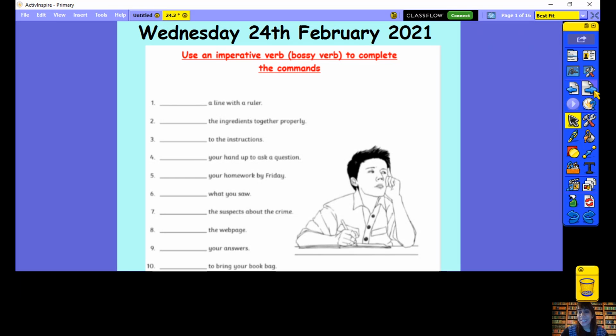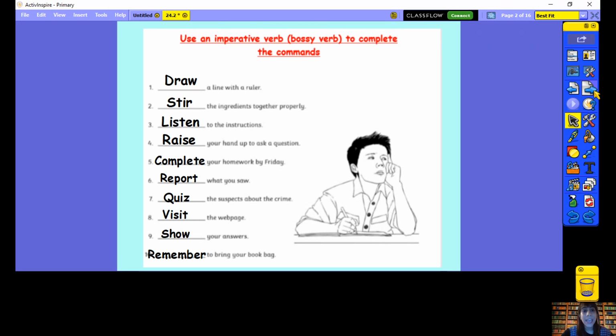Okay, hopefully you paused in plenty of time because I'm about to reveal the imperative verbs that I would use. So number one, I said draw a line with a ruler. Number two, I said stir the ingredients together properly. Now you could have gone for a word such as mix. So remember I said no one verb is right or wrong. You could have chosen from many. Number three, listen to the instructions. Number four, raise your hand up to ask a question. Number five, complete your homework by Friday. So again, you could have chosen a verb such as finish or do.